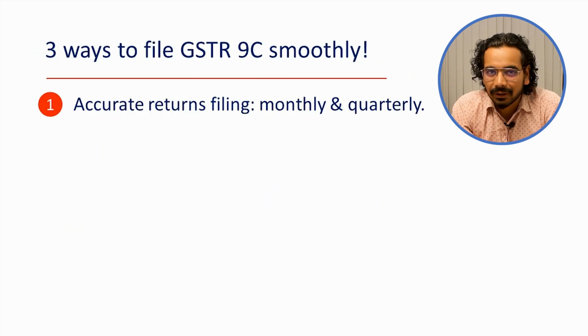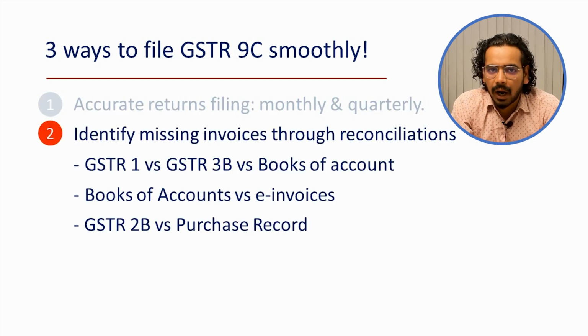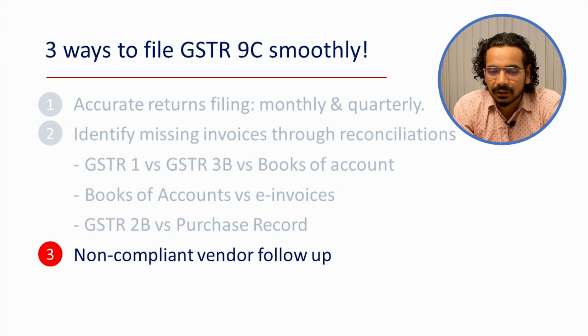Simple. Number 1. Ensure accurate filing of monthly and quarterly returns. Number 2. Identify missing invoices through reconciliations like GSTR-1 versus GSTR-3B versus books of account, books of account versus e-invoice, and GSTR-2B versus purchase record. Once you have identified the missing invoice, adjust tax liability and claim ITC accordingly. Number 3. Find defaulting vendors. Put a process in place to follow up with the vendors who are non-compliant.